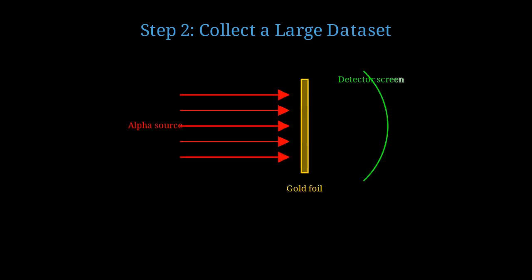Step 2. Collect a large dataset. Rutherford, working with Hans Geiger and Ernest Marsden in 1909, began firing alpha particles at thin gold foil. Here's the experimental setup. Alpha particles from a radioactive source are fired at a thin gold foil. A zinc sulfide screen detects where particles land after scattering.